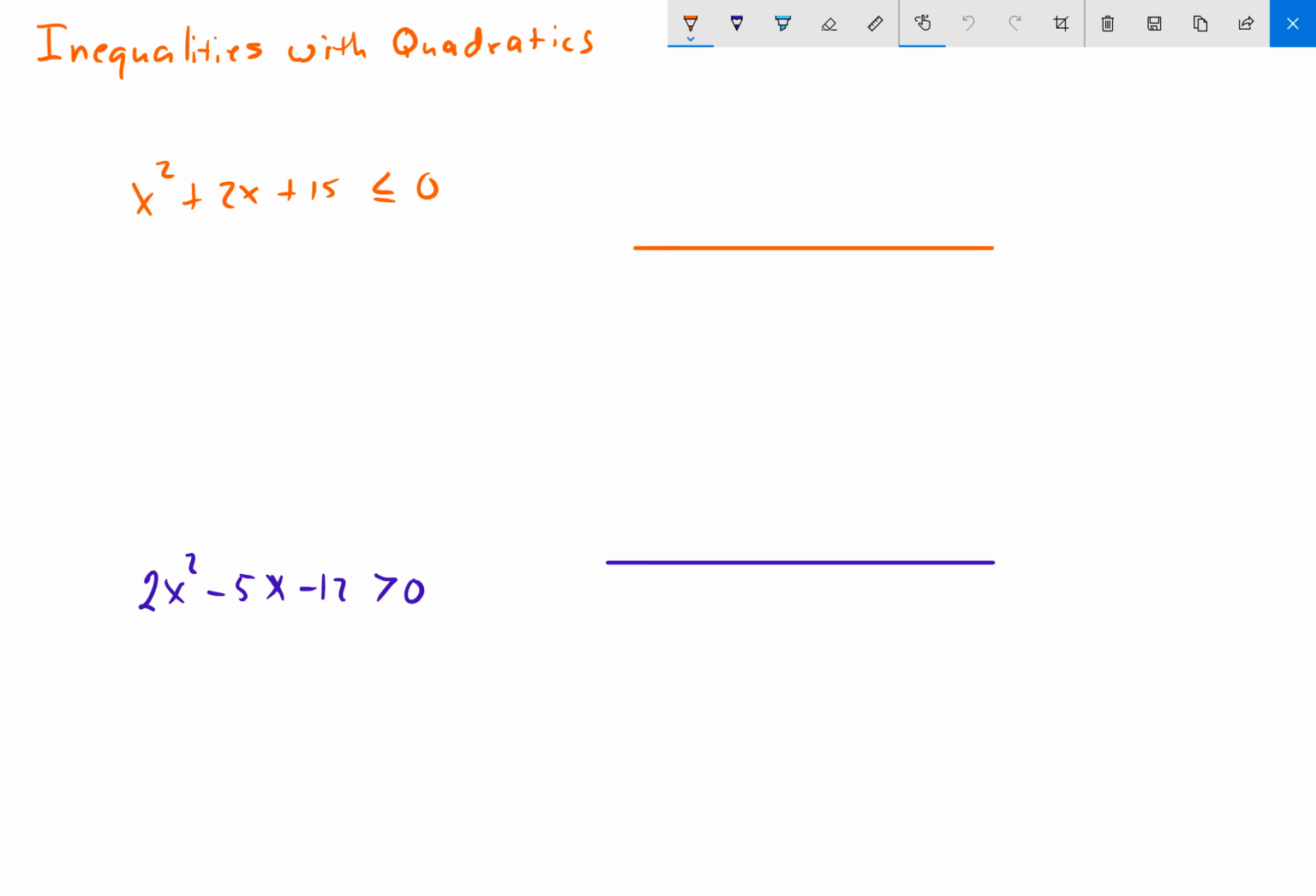Alright, so welcome. I'm going to do a quick video on solving inequalities with quadratics. And this is actually a kind of neat topic. When we're going to solve an inequality with a quadratic, we're going to do everything fairly similar to when we solve a quadratic that's not an inequality, that's an equation.